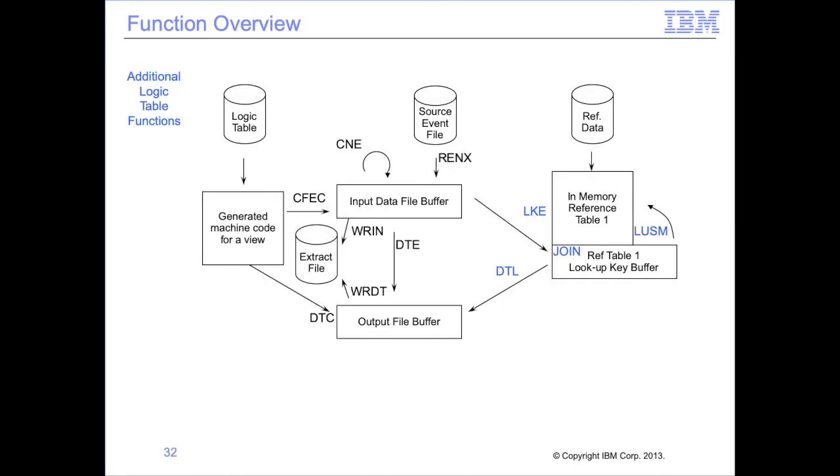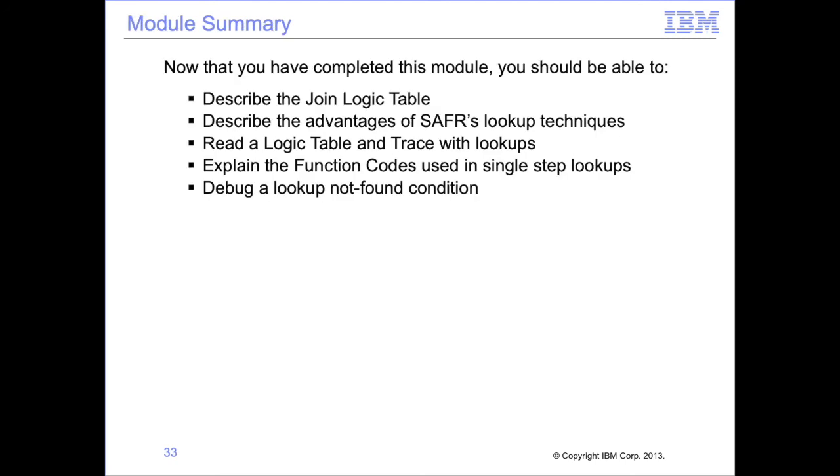This logic table and module has introduced the following logic table function codes. Join identifies join targets and tests for executed joins. LKE builds a lookup key using data from the source event record. lusm binary searches an in-memory reference data table using the lookup key. DTL moves the looked up input value to the output buffer. This module describes single-step lookup processes.